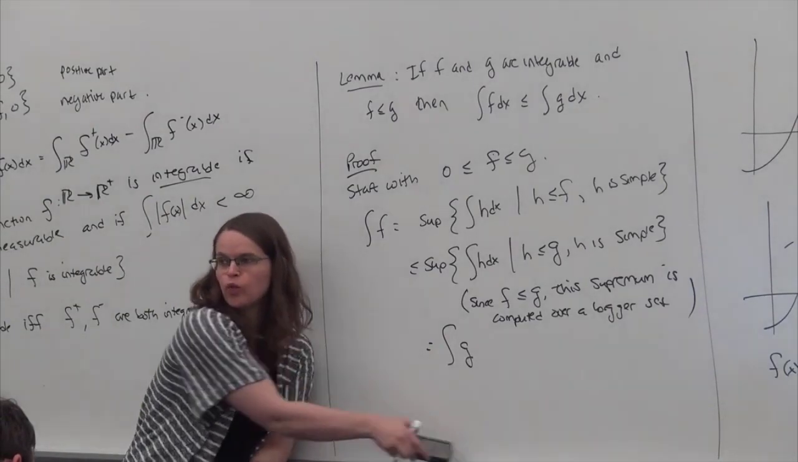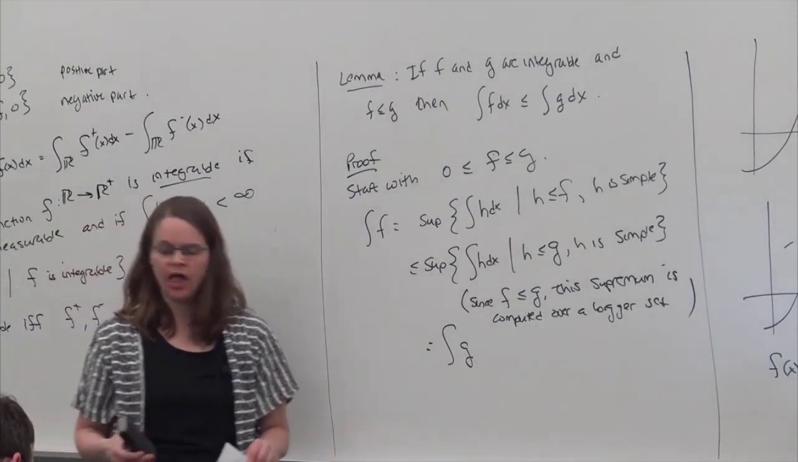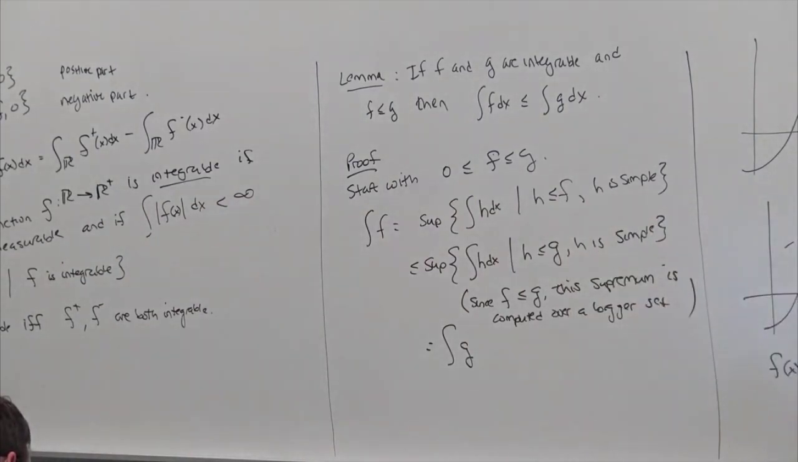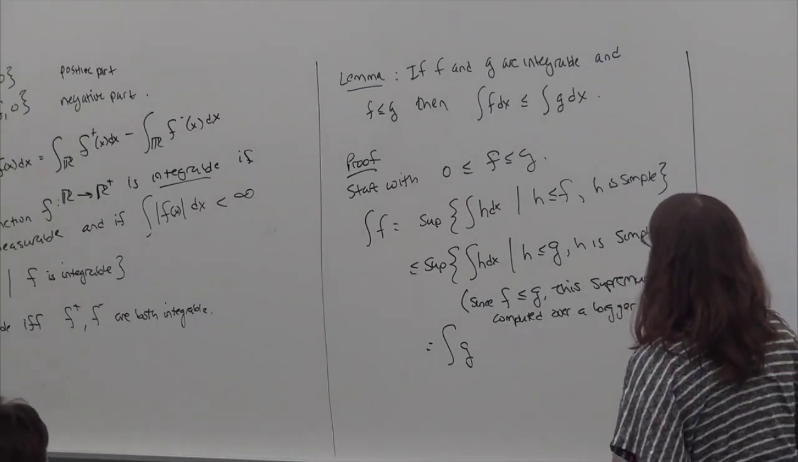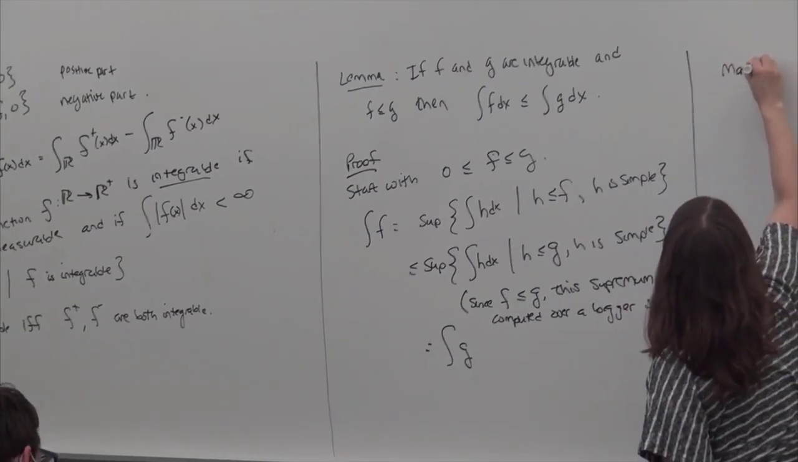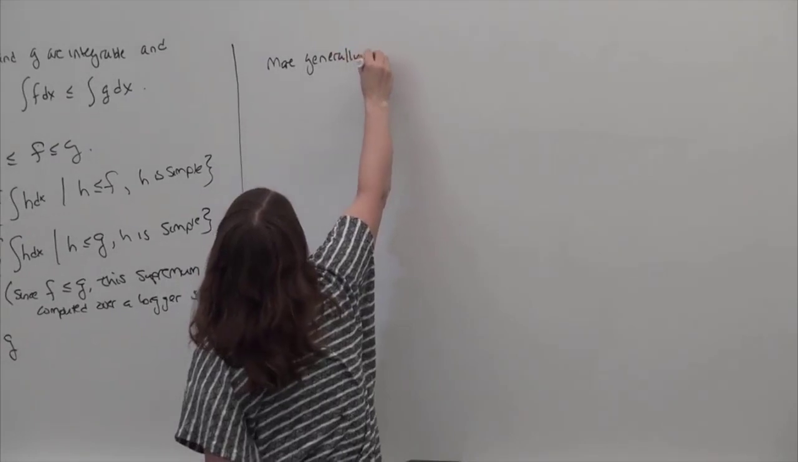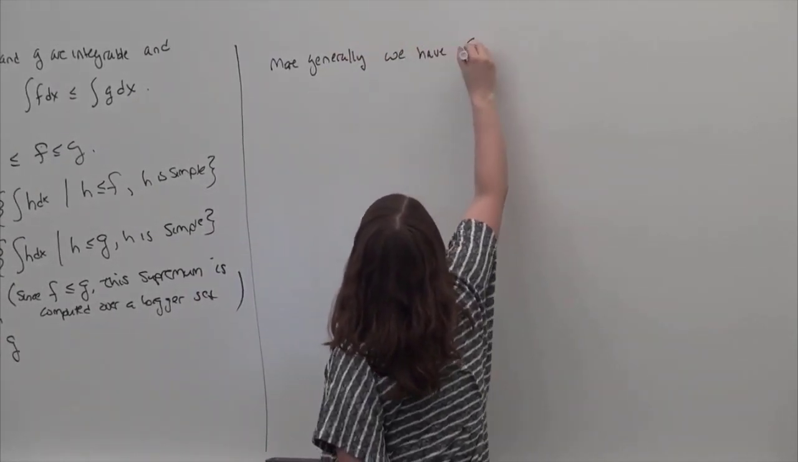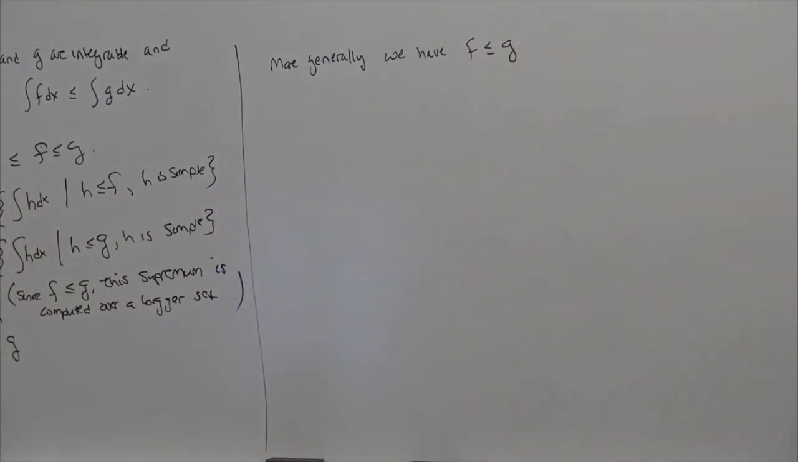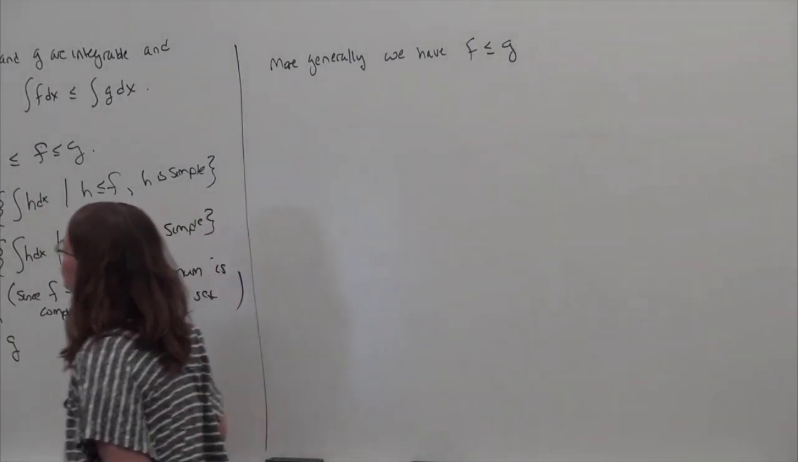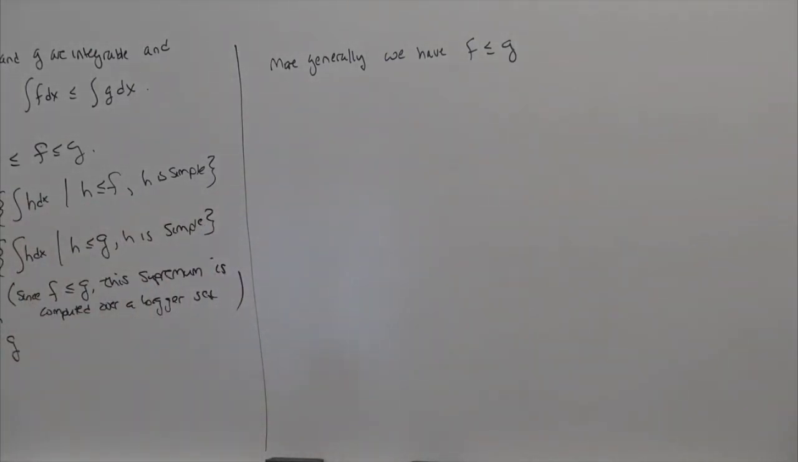Okay, so this comparison works for non-negative functions, and then we should be able to extend it out to more sophisticated functions. Okay, so more generally, we just have that f is less than or equal to g. Okay, and that means that minus f is bigger than or equal to minus g. Minus f is important because minus f is going to show up here.